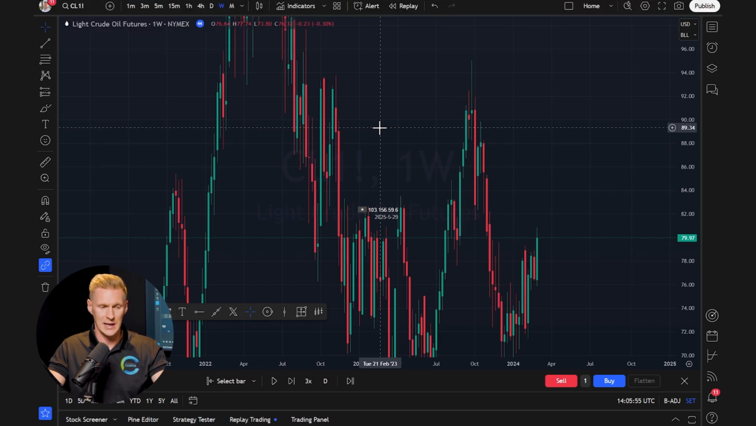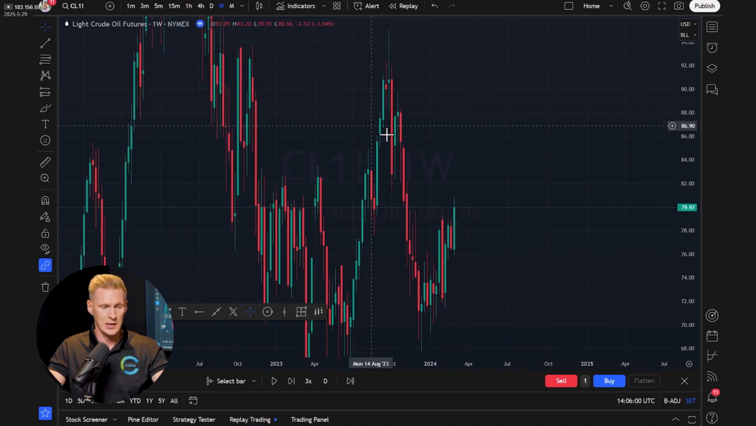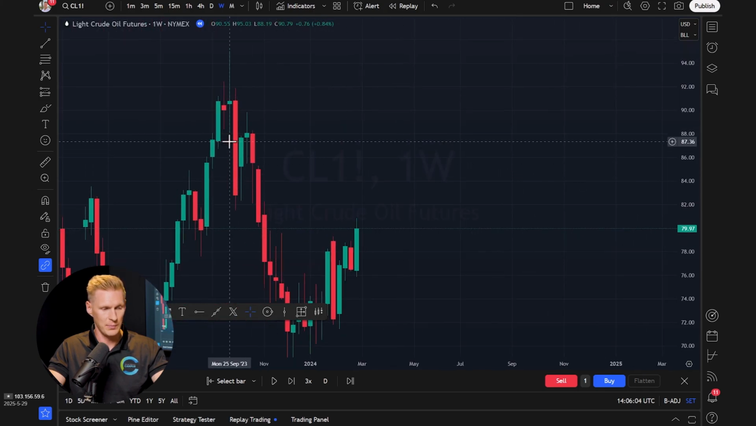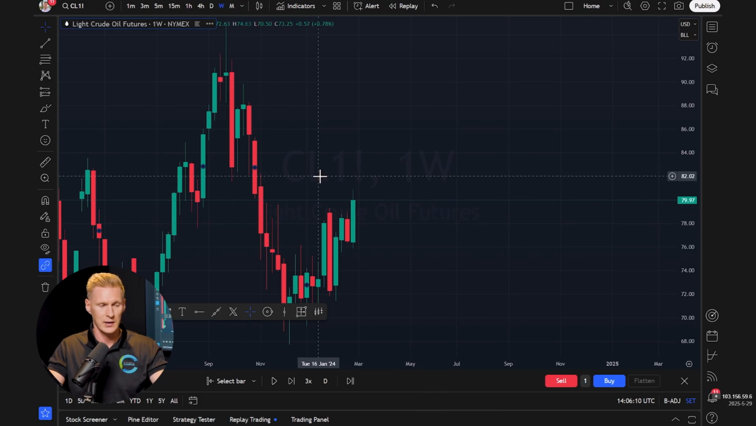We have another example for the second supply zone. And look at this. Here we have a drop, a base, base, base, and another drop, right? Perfect. That is a supply zone. Here, I will also add the proximal and distal line for you.